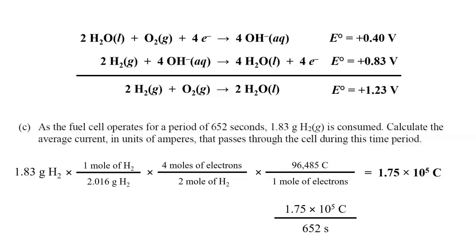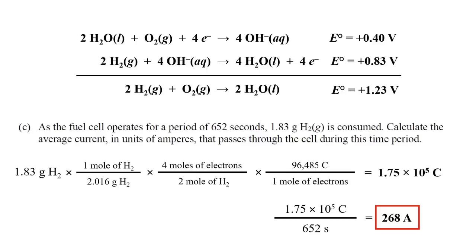Now this will be my final answer. So 1.75 times 10 to the 5th coulombs divided by 652 seconds. I get 268, and that would be in units of coulombs per second, or amps. So 268 amps, that is my final answer to this part of the question. Okay, well, 268 amps is the correct answer to part C of question 12.